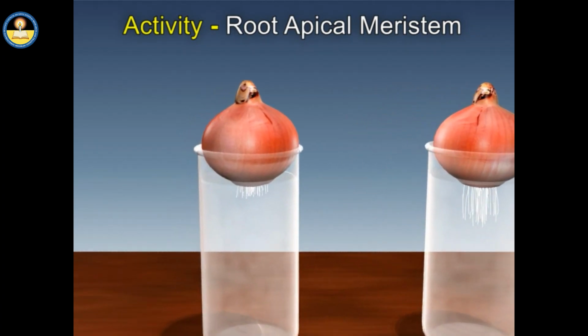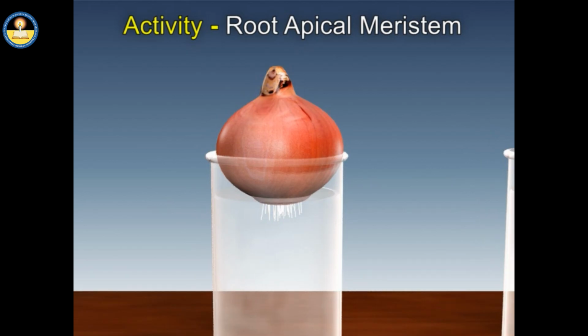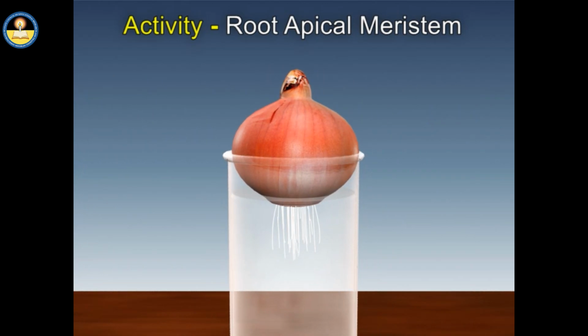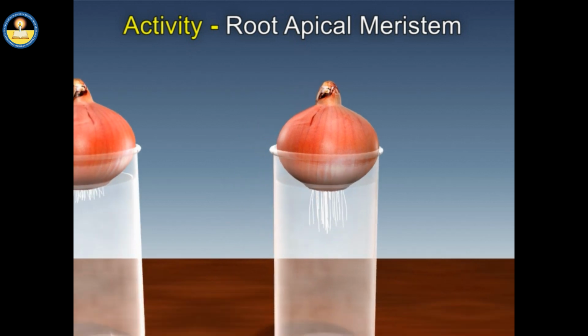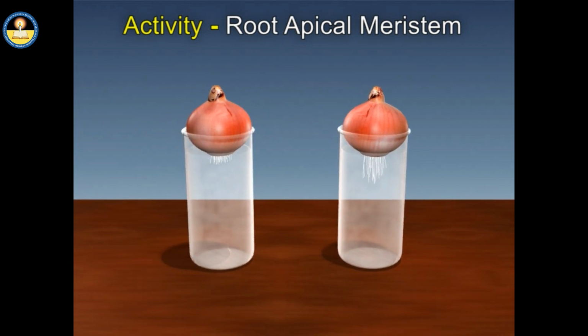Roots of the bulb where tips were removed did not grow further. On the other hand, the roots kept growing in case of the other onion. This shows that the tips of the root have meristematic tissue. If removed, the roots cannot grow further.